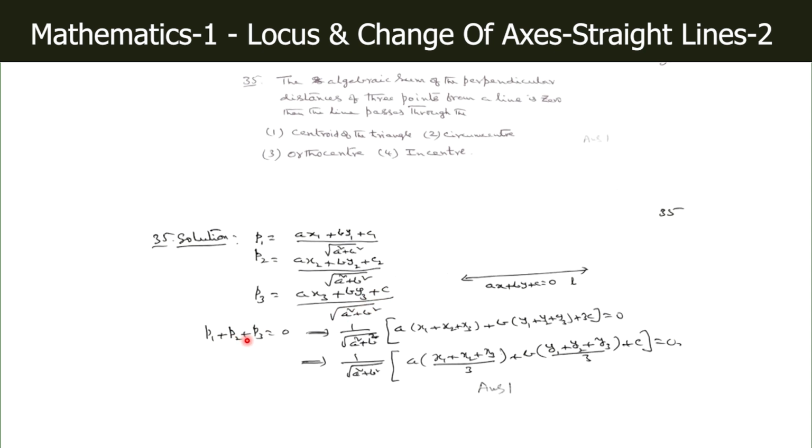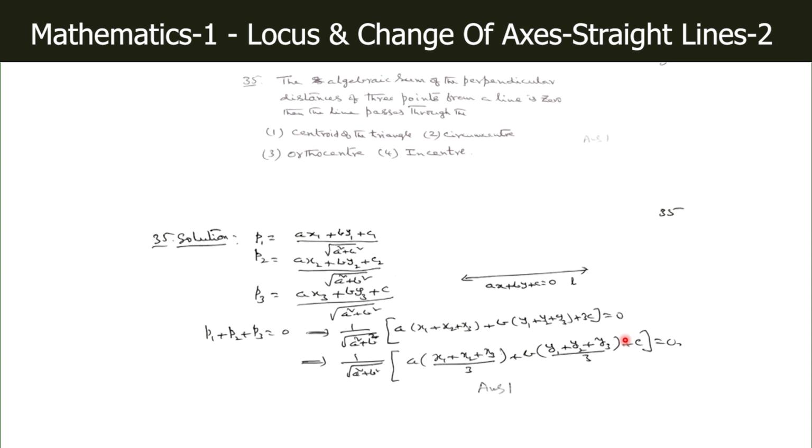Now, the algebraic sum P1 + P2 + P3 = 0 implies 1 / root over (a square + b square) into the bracket: a into (x1 + x2 + x3) + b into (y1 + y2 + y3) + 3c, since c + c + c gives 3 times c, equal to 0. So it shows that a into (x1 + x2 + x3)/3 + b into (y1 + y2 + y3)/3 + c = 0. That means in the above we have divided throughout by 3.